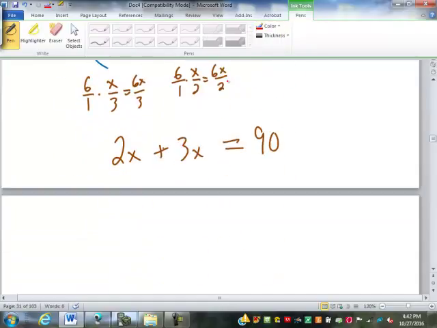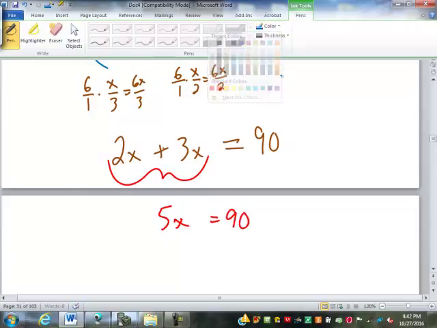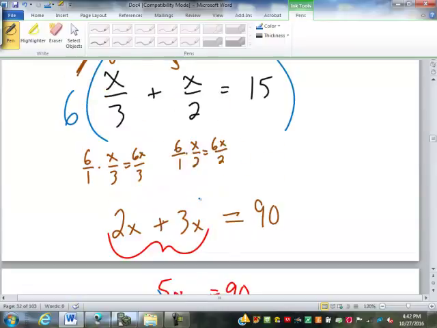So now we're going to combine. 2x and 3x make 5x equals 90, and then divide by 5. X equals 18. We get the same answer we got before.